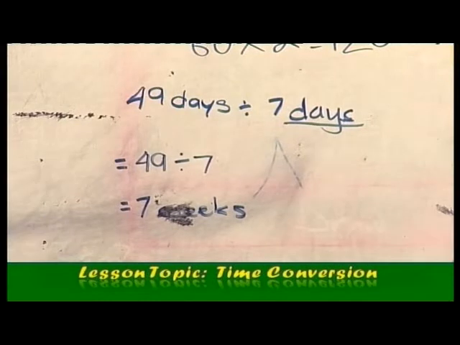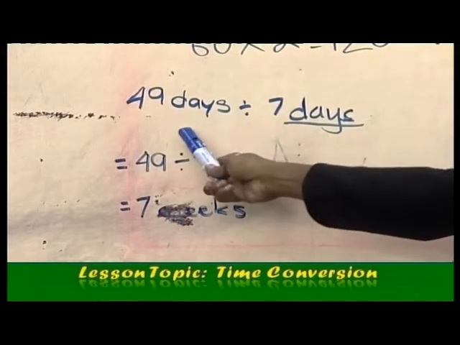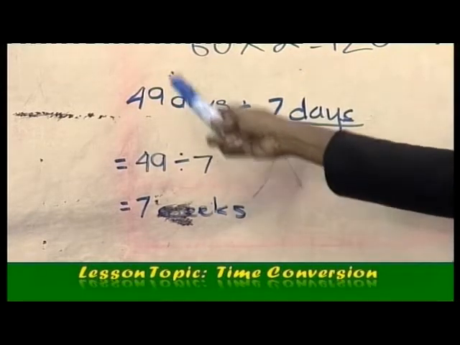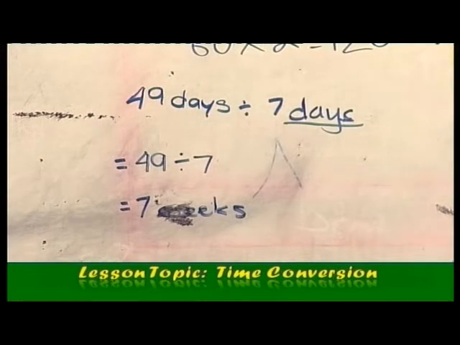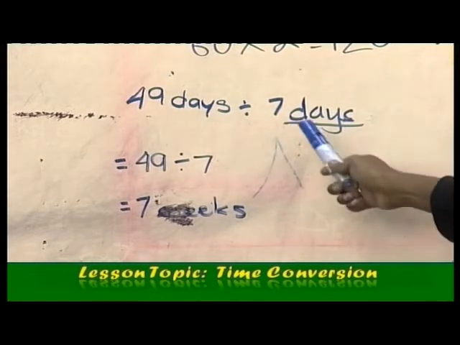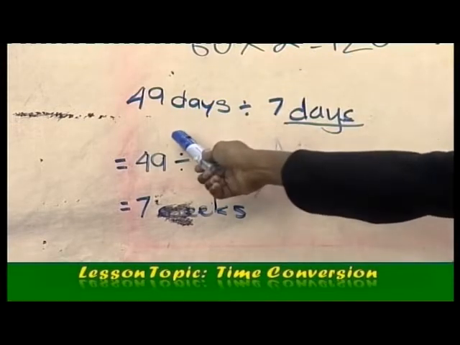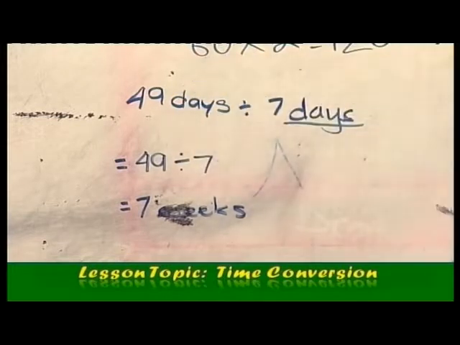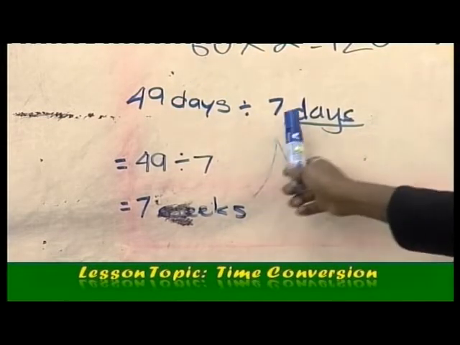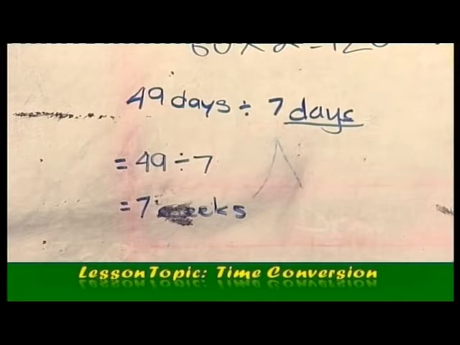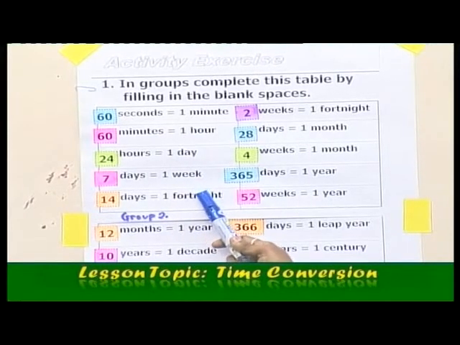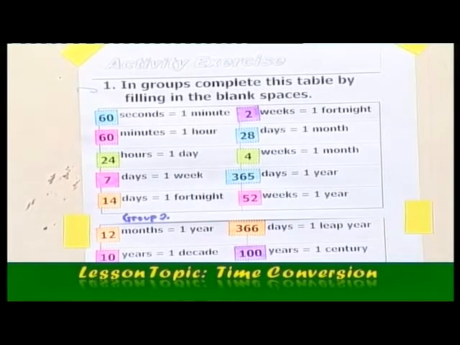We are trying to use the days to come up with the number of weeks. 7 days is equal to 1 week. 49 days, how many weeks is that? So, are we clear now? We cannot use weeks here because the number of weeks would be more than the number of days. We have already learned that 7 days is equal to 1 week. 49 days, how many weeks is that?